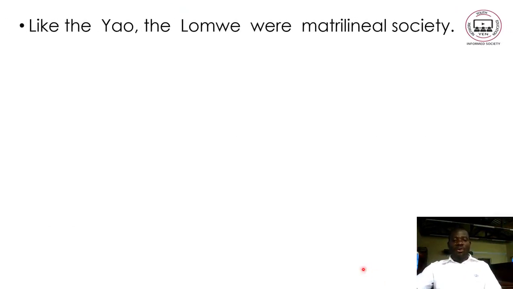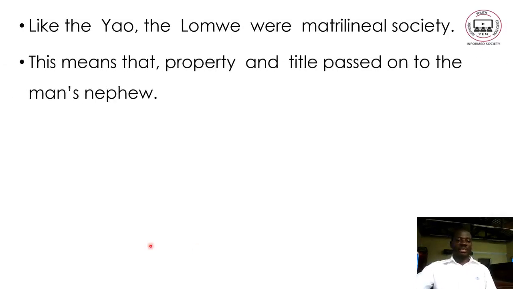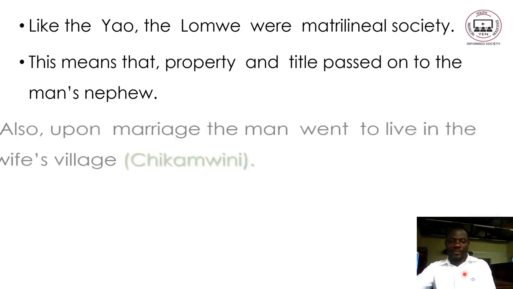Like the Lomwe were matrilineal. They were matrilineal. What do we mean? It means that property and title passed on to the man's nephew. Say, my sister is the one to inherit. My sister's son is the one to inherit my title or my possession. So that is to say matrilineal.